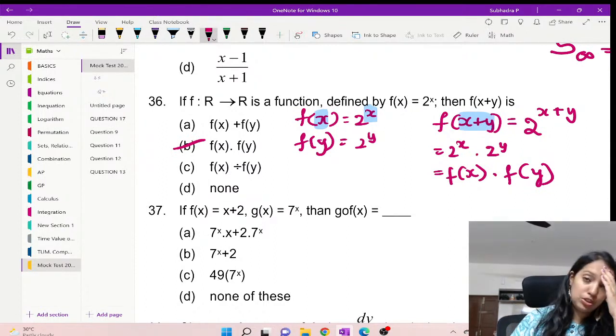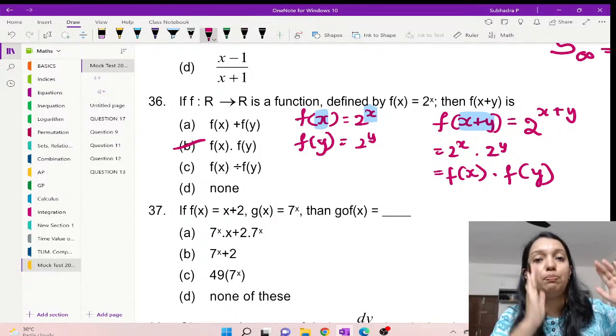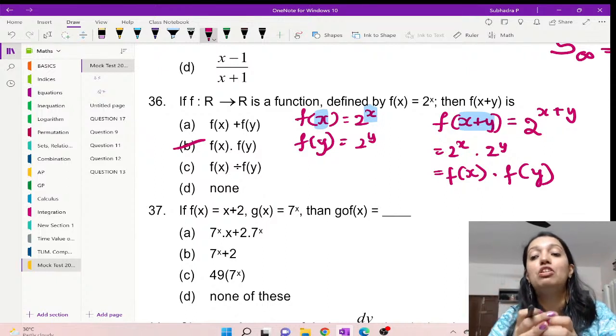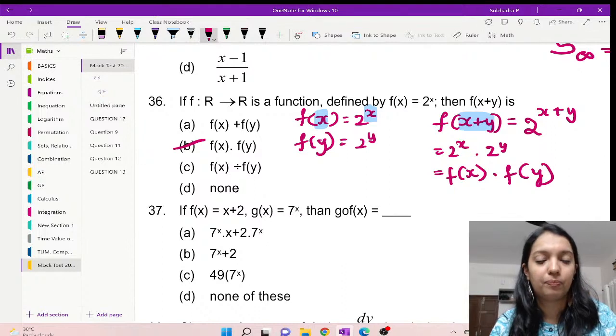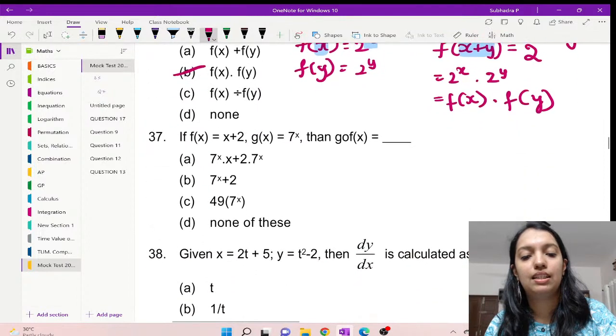What mistakes do students make in the examination hall? They think f of x plus y means f of x plus f of y. No, you have to substitute it in this way. This is the 36th answer. Please be very careful while solving such types of questions.